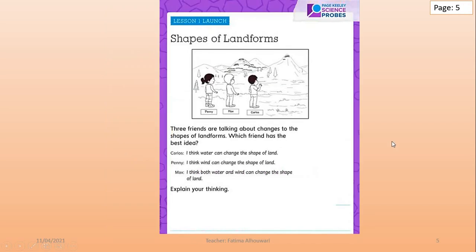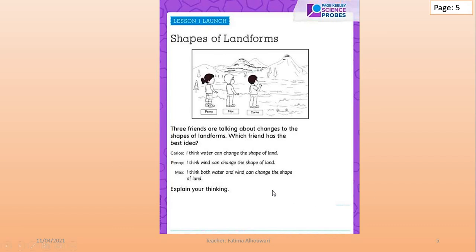Now let's go back to page number 5. Lesson 1 Launch. These friends are talking about changes to the shapes of landforms. Let's see which friend has the best idea. Carlos said, I think water can change the shape of land. Penny said, I think wind can change the shape of land. Max said, I think both water and wind can change the shape of land. What about you, grade 2? What do you think? Did you change your mind?